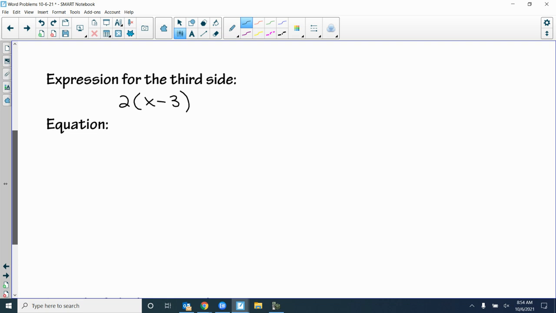All right, now where it says equation, you might want to move way over there to the right and move it up just so that you have room to solve this. I didn't really give you enough room to solve it.